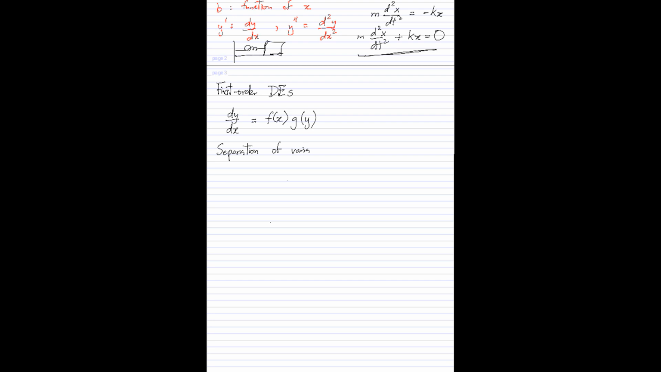So essentially what you have is that you take all the quantities that contain x to one side and all the quantities that contain y to the other side, and you just integrate both sides. So let's do that. You can rearrange the above equation into the form f of x times dx is equal to dy over g of y, and then you can integrate both sides. You get the integral of f of x dx is equal to the integral of dy over g of y.